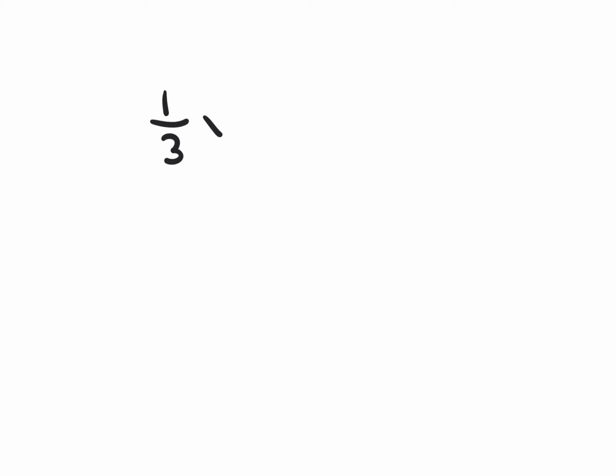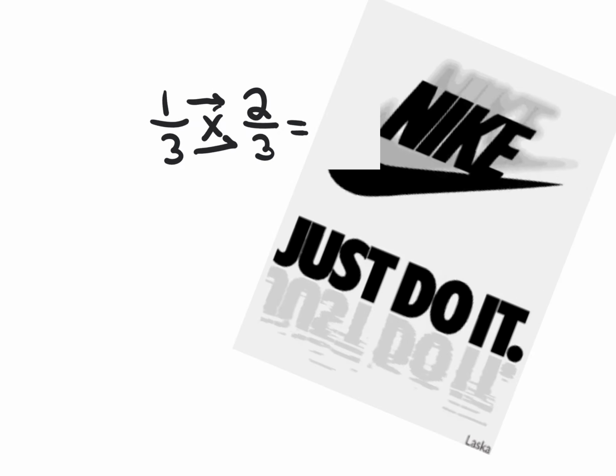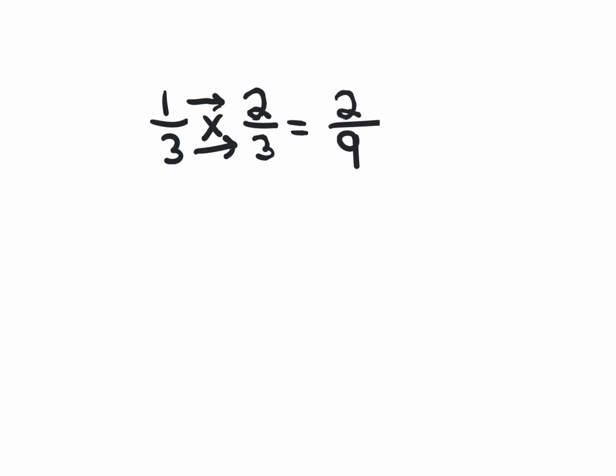In your notebooks, I want you to write down 1/3 times 2/3. So what is the first step when we're multiplying fractions? Well, we go straight across the top and straight across the bottom. 1 times 2 is 2, 3 times 3 is 9, and we get 2/9.